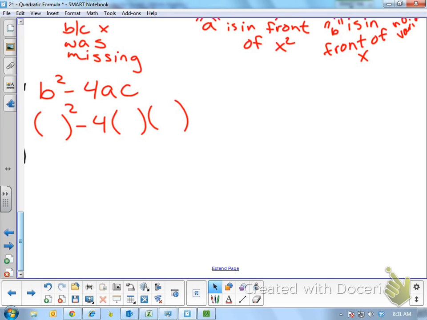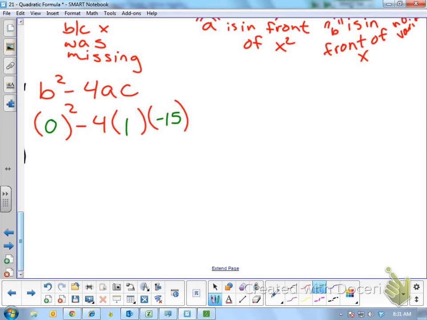Okay. So I tried to check as many people as I could. You should have gotten 0 squared. Since b was 0, that's what we said it was equal to. We put 0 first. A was 1. C was negative 15. Then we have to simplify. We still need to get just one number.